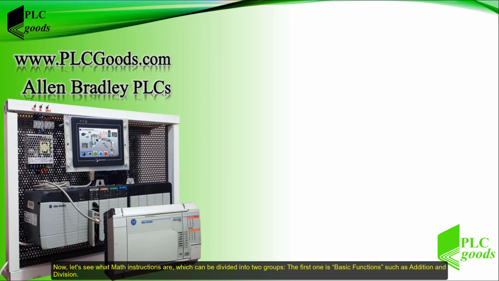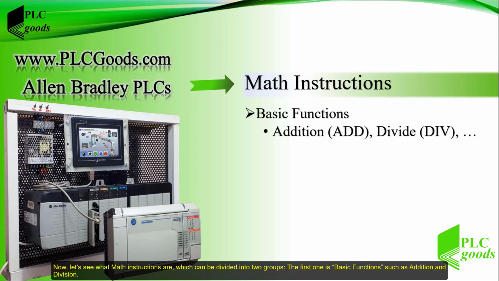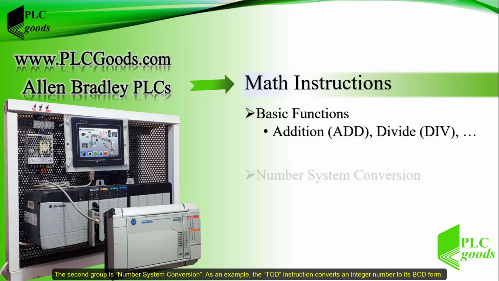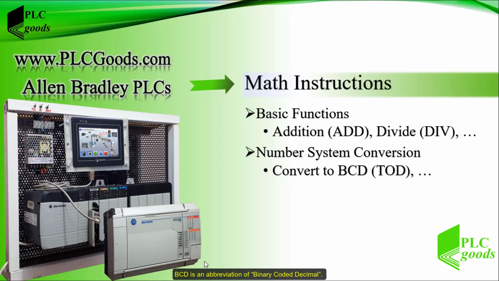Now let's see what math instructions are, which can be divided into two groups. The first one is basic functions, such as addition and division. The second group is number system conversion. As an example, a TOD instruction converts an integer number to its BCD form. BCD is an abbreviation of binary coded decimal. Finally, we will do a simple project.